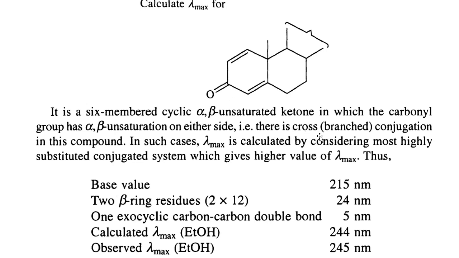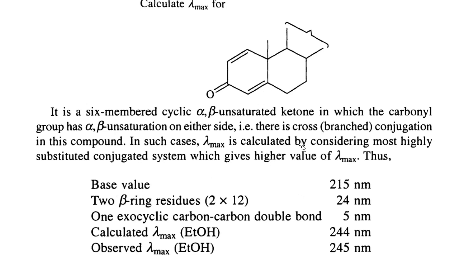That is, there is a cross or branched conjugation in this compound. In such cases, the lambda max is usually calculated by considering the most highly substituted conjugated system, which gives the higher value of lambda max. Here, if we consider these two unsaturations on either side, this beta position has one substituent. But in this case, the beta position has 2 alkyl substituents. One is this and another is this. So this will contribute the maximum lambda max value, and hence this has to be taken for consideration.